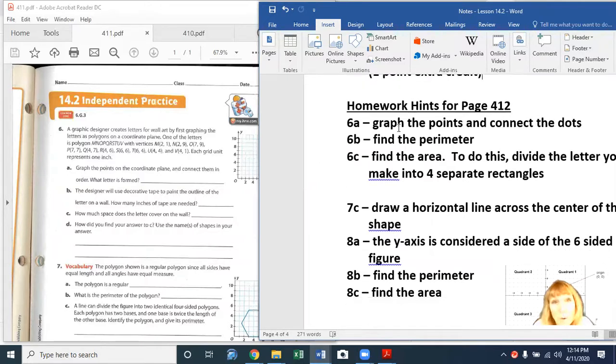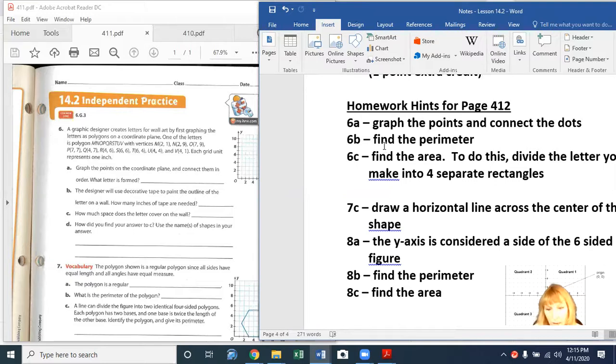So 6A is graph the points and connect the dots. 6B, they're asking you to find the perimeter. 6C, and I'll share these notes with you. 6C, they want you to find the area. They don't really come out and say that. That's what you're doing. How much space does the letter cover on the wall? That's asking you to find the area.